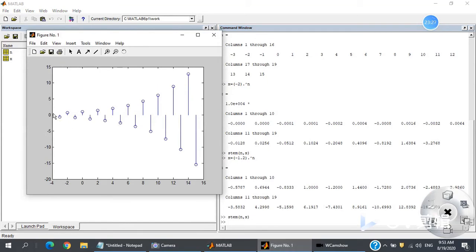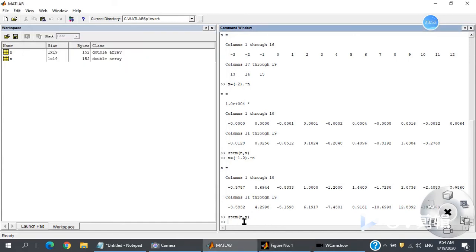Yes, this is 1.2. It's still increasing, but you see the scale: the largest value is around positive 15 or negative 20, something like that. It's not too large. Every time it increases by 20%, increasing like this. So this is the power of a, while a is larger than 1, positive or negative.